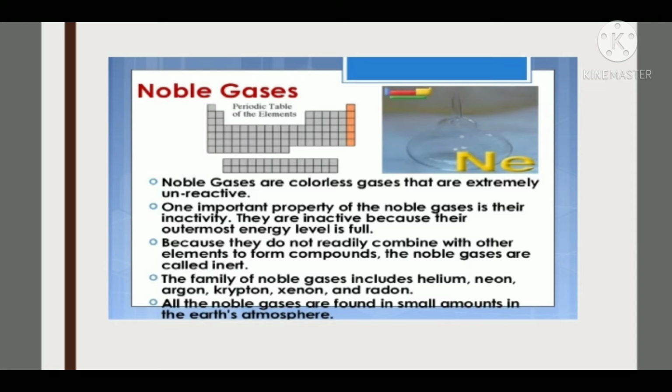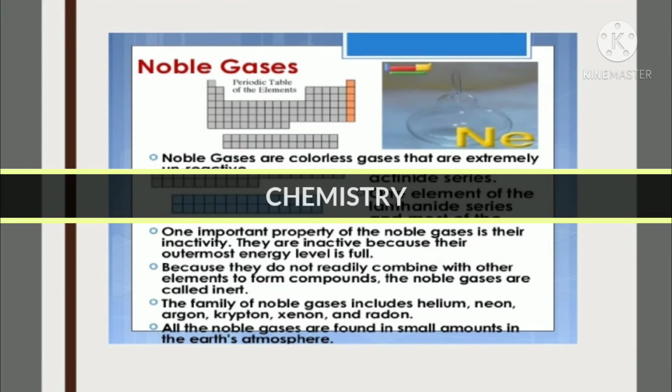All the noble gases are found in small amounts in the Earth's atmosphere. Also, noble gases have the complete set of valence electrons, which is 8 valence electrons. The noble gas family is found on the right side of the periodic table of elements.